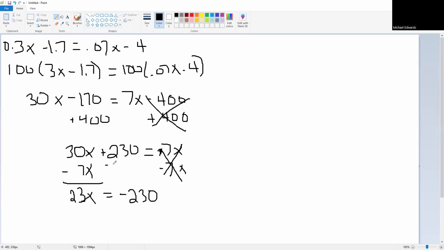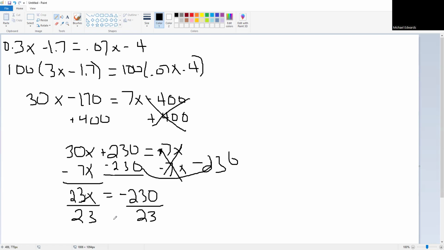Because I took the 230, subtracted it, and then moved it over here, did a negative 230. That's what gave me this. Okay, so let's kill the 23x. This is multiplication. Opposite of multiplication is division. Right there. So x equals negative 10. And that's the answer.